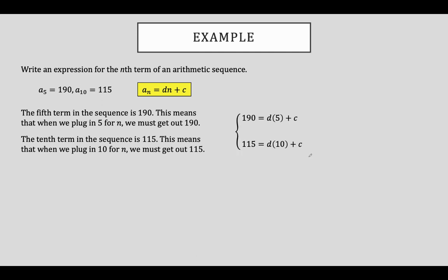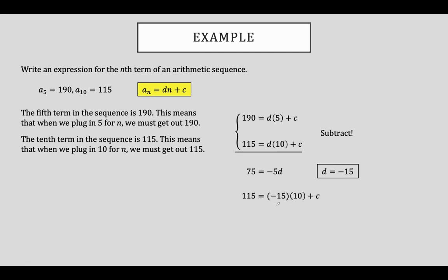We can solve the system by subtracting, eliminating the c's. 190 minus 115, that leaves me with 75. 5d minus 10d gives me -5d. Dividing both sides by -5, we get d is equal to -15. Now that we have d, we can back substitute. I picked the second equation here. It doesn't matter which one we pick, either will work.